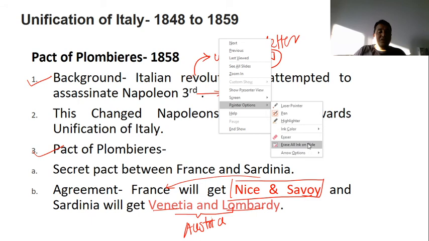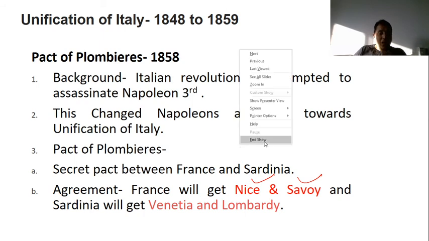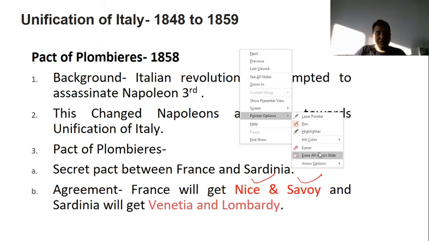So one revolutionary leader threw a bomb and tried to assassinate Napoleon III, which changed the attitude of Napoleon III. The Sardinian chief minister, Cavour, took the opportunity and made a secret pact with Napoleon, known as the Pact of Plombières. France agreed to support Sardinia to get Venetia and Lombardy. At the same time, France would get Nice and Savoy from Sardinia. Clear? So this is what we have discussed till now.